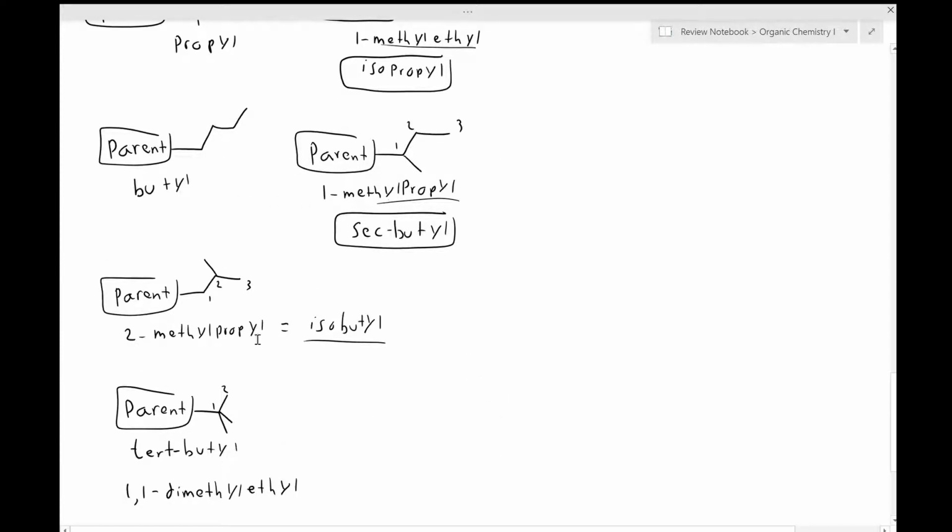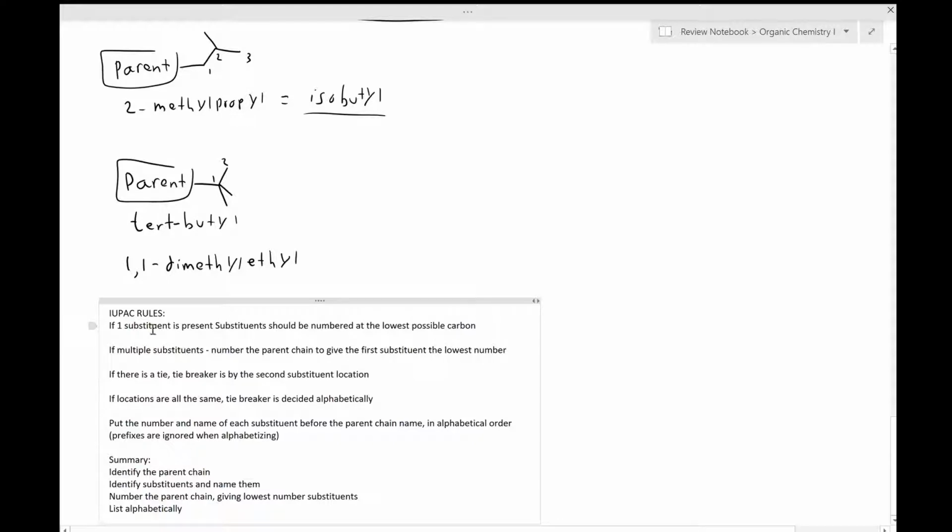Alright, so after these complex branches, I just want to go over all the rules, which I've typed out. Some of the IUPAC rules for all these substituents: if one substituent is present, it should be numbered at the lowest possible carbon. If there are multiple, number the parent chain to give the first substituent the lowest number. If there's a tie, the tiebreaker is the second substituent location, which should be lower than the other second substituent location. If locations are all the same, the tiebreaker is decided alphabetically. Also, put the number and name of each substituent before the parent chain in alphabetical order.